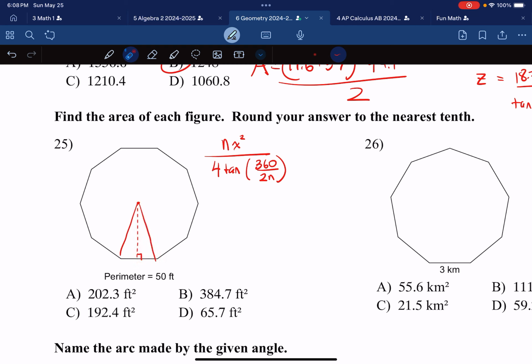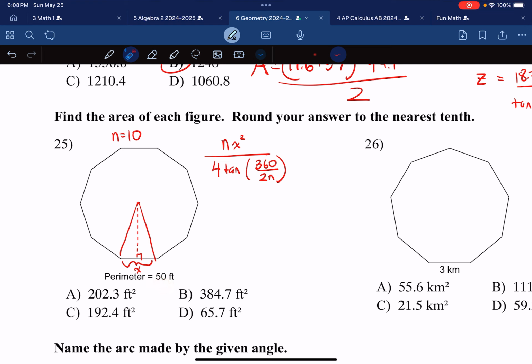So for example, I'm counting 1, 2, 3, 4, 5, 6, 7, 8, 9, 10 sides. So this is a decagon. I'll just say that the number of sides here is equal to 10. And this length right here, I'm going to just call that x for now. That is the same x that we use over here, by the way, same n that we use over here. To find this x, we use the fact that the perimeter is 50 feet.